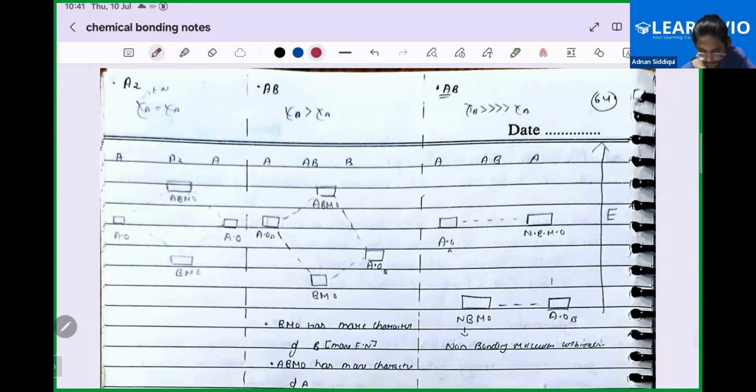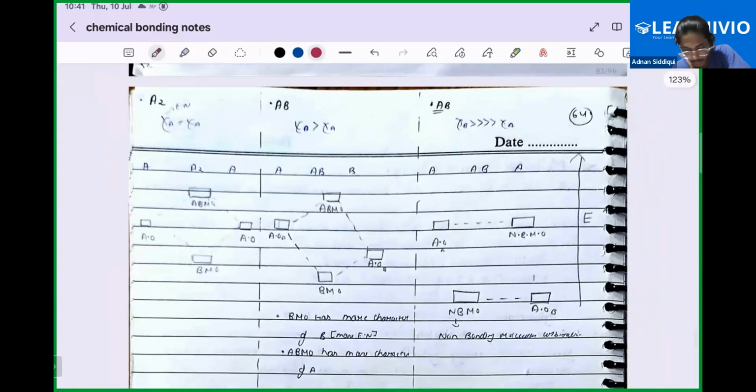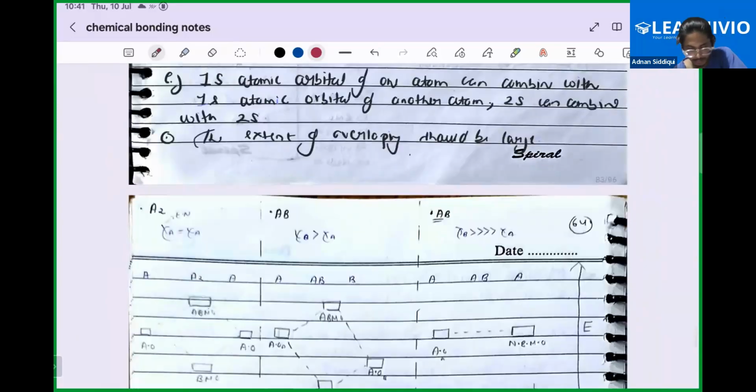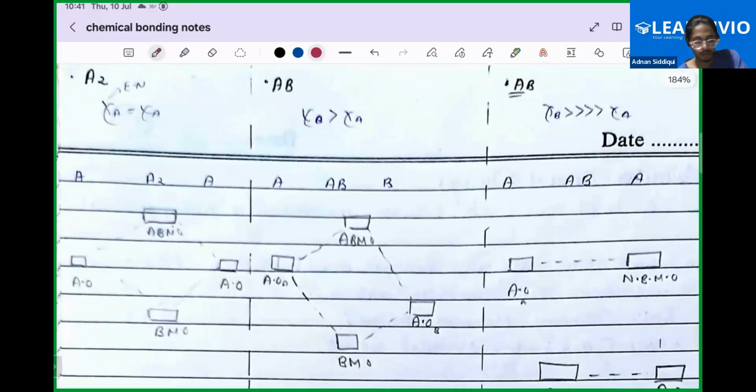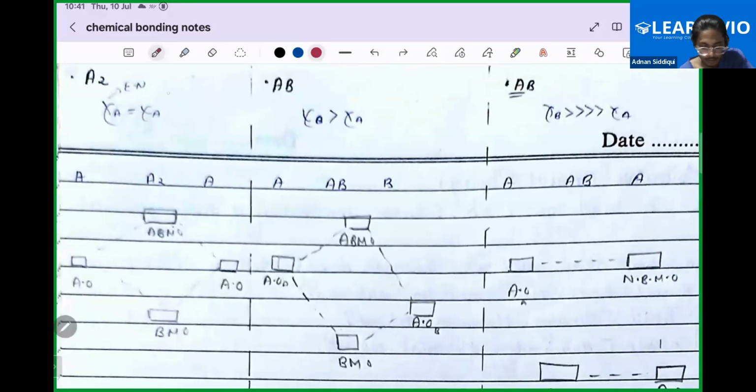Can you go up? Can you explain them once again? I don't understand. See, what do we mean by A2? A2 means both the elements are the same. For example, H2, O2, Cl2, right? And if both the atoms are the same, is there going to be an electronegativity difference? No, so you can say it's going to be zero. This chi is basically the symbol for electronegativity, right? So electronegativity is the same.